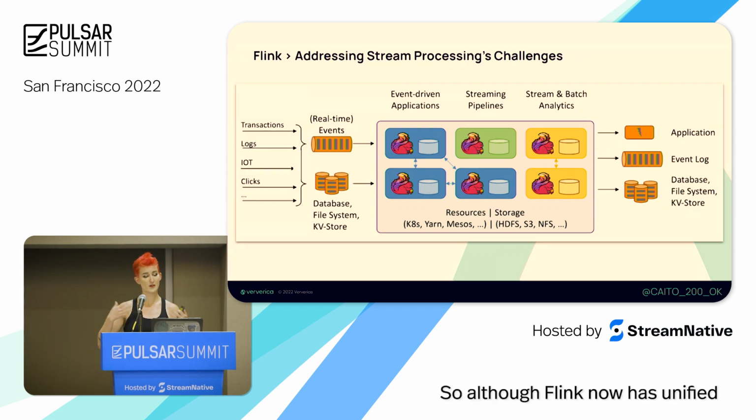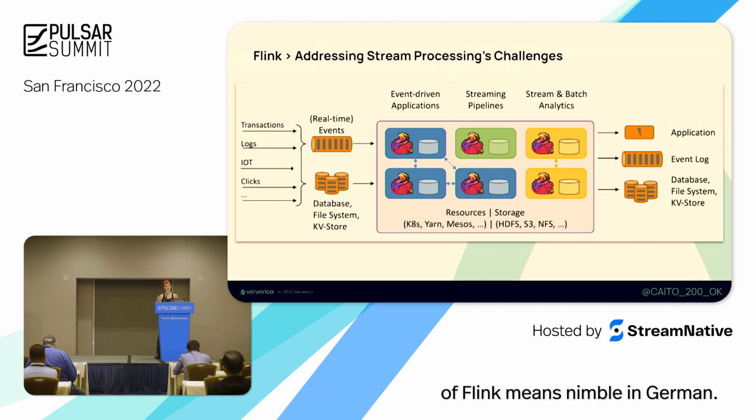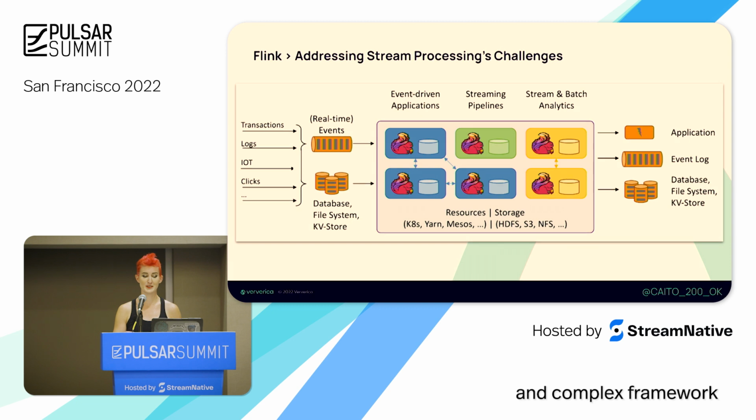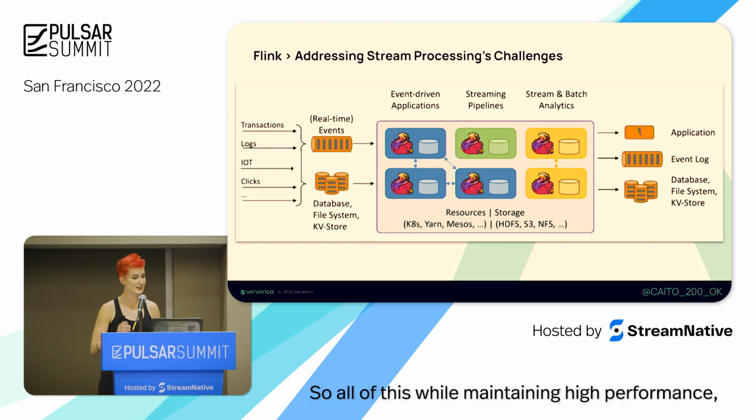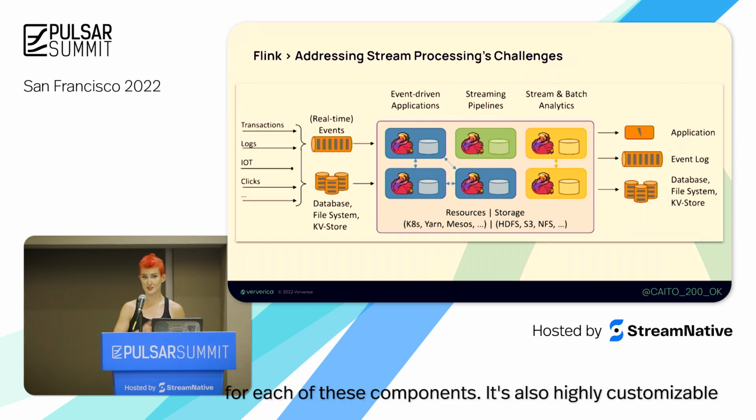Although Flink now has unified batch and streaming processes, it is foremost known as a stateful stream processing engine. The rough translation of Flink means nimble in German, so that highlights the flexibility and speed of the framework. And that's why we have the cute squirrel logo. It is a particularly flexible and complex framework that was built to solve a lot of these software problems, particularly in the areas of real-time and big data processing. However, it was also built to address a lot of the common issues that come with stream processing, namely being able to provide features like high availability, various safeguards, and those exactly once guarantees. All of this while maintaining high performance, low latency, and scalability for each of these components.